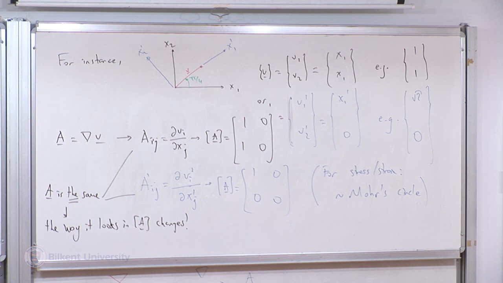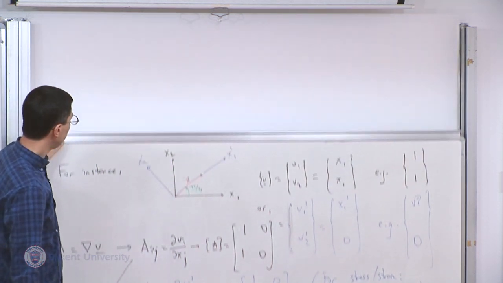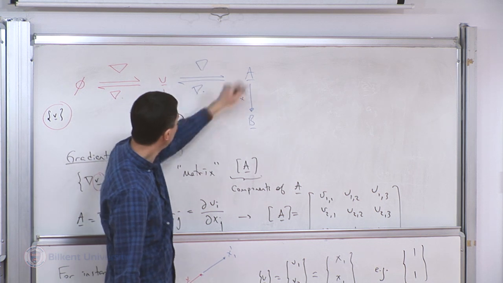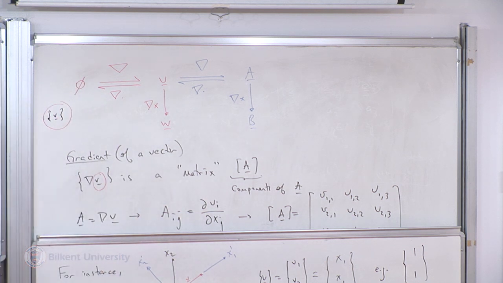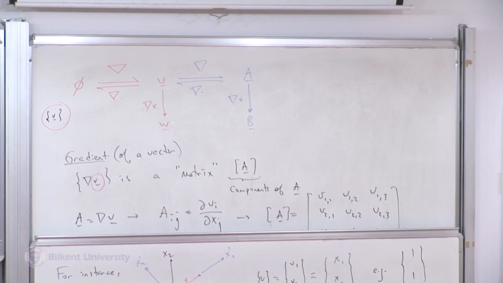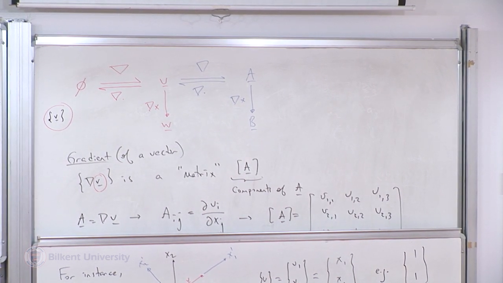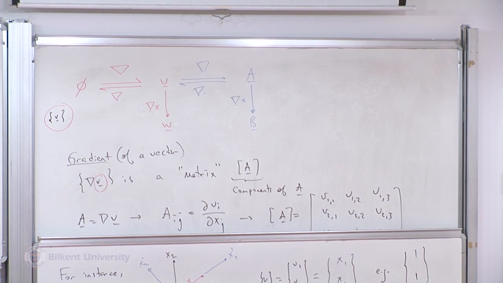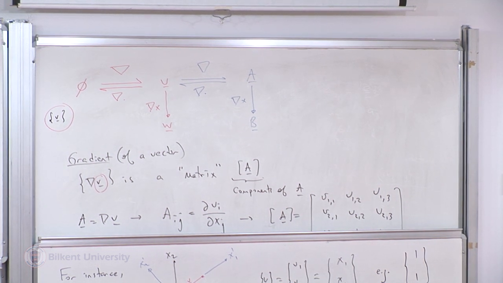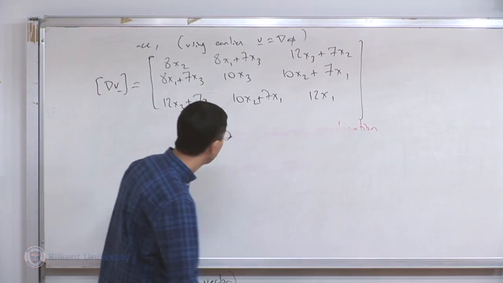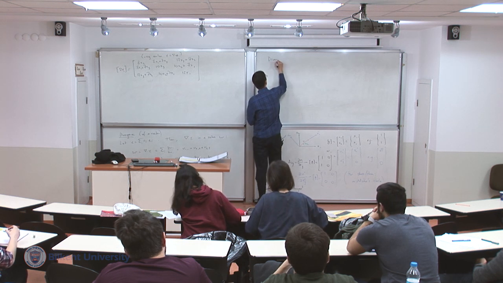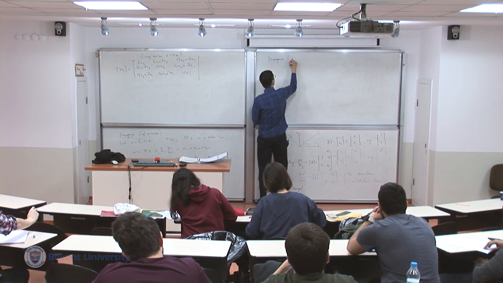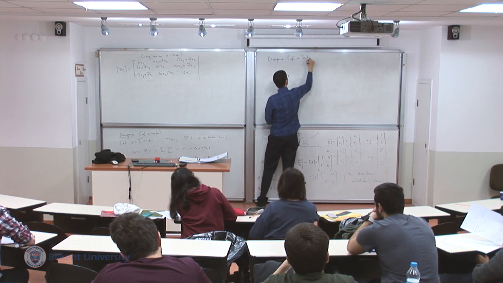And I will proceed now. What have we done? We have talked about the gradient of the vector. I will now talk about the divergence, and then there will be the curl as well. So we're almost done with this concept. Let's keep this here, the gradient of V. We've talked about the divergence of a vector, so now it's the divergence of a matrix.